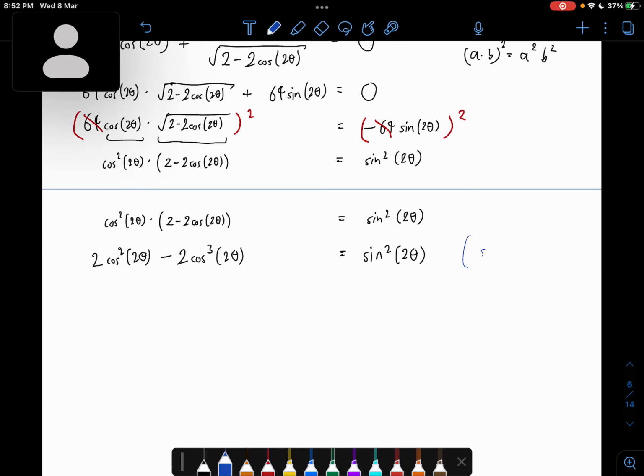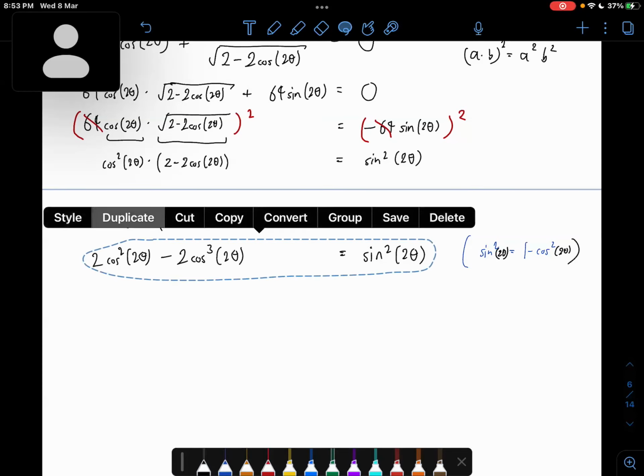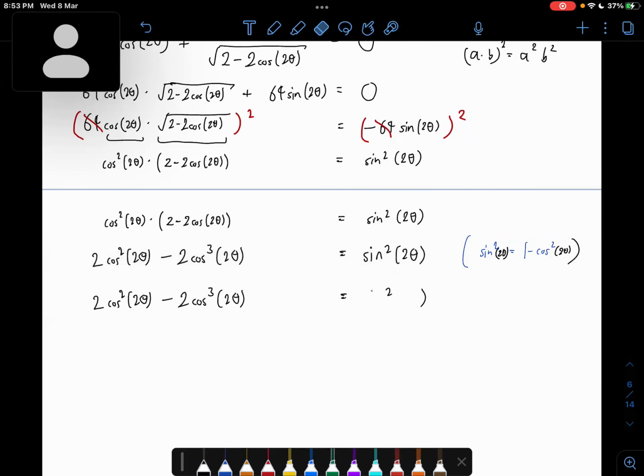How about 1 minus cos square? Yeah. Of course, sorry, the theta should be 2 theta. Change the angle accordingly. Good, so you can substitute in. So as a result, we get the right-hand side being 1 minus cos square 2 theta.